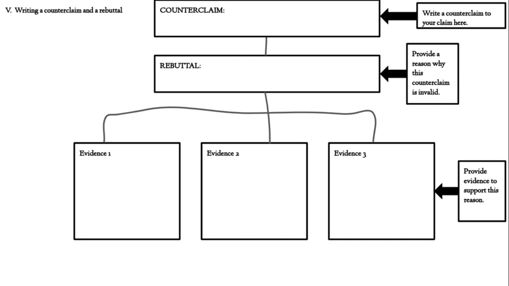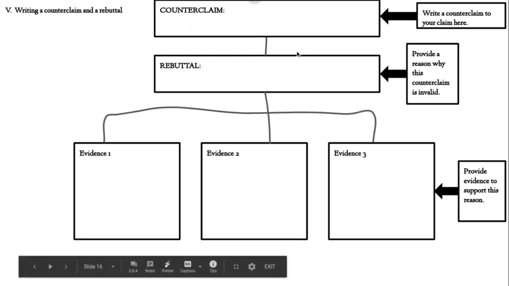So if you said, for instance, the sky is blue, and then someone comes back with, no, the sky is gray. So again, remember, your claim has to be defensible, but it also has to be arguable. You have to be able to defend your claim, but someone also has to be able to come back and say, hey, no, your claim is wrong, and be able to give reasons why. So that's what you're going to do here, is you're going to include your counterclaim.